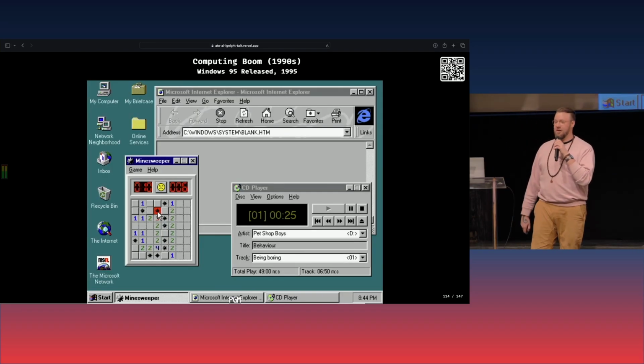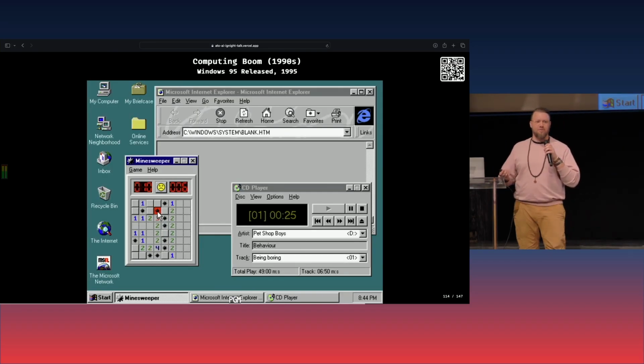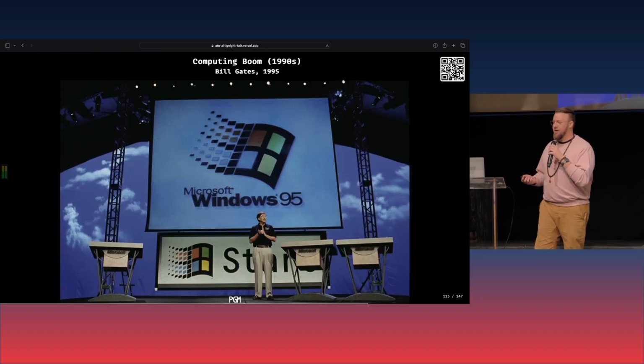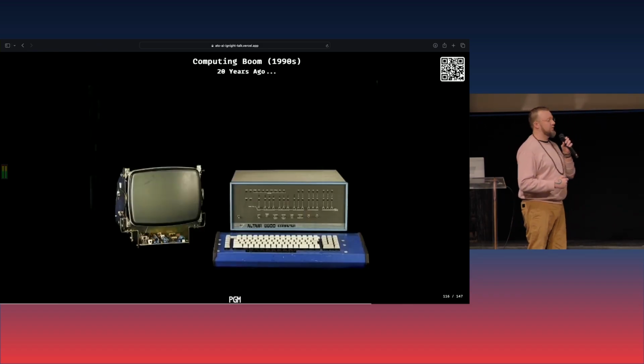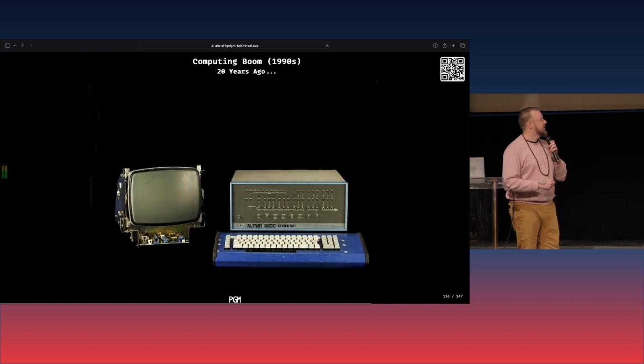And 1995 kicked things into high gear. All of these languages came out. Windows 95 came out in 1995. Did y'all know that? That's crazy, right? This dude sold us an operating system in 1995, 20 years ago. He saw that, right? 20 years.